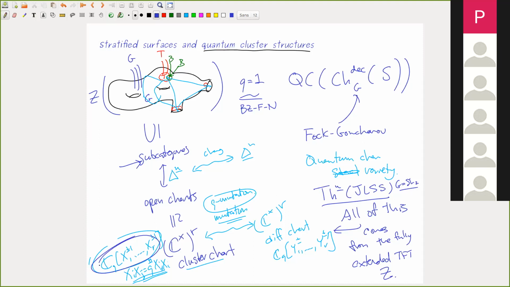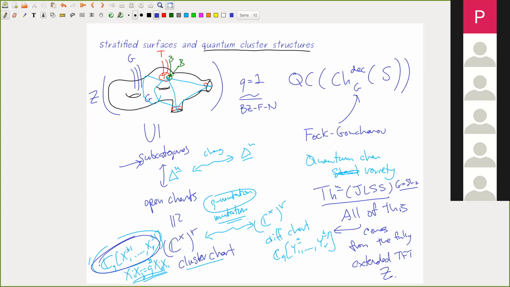So the upshot is that you have a way to understand the Fock-Goncharov construction not as a definition, but as the answer to a question, which is how do you compute this TFT? And I apologize, I'm already quite a bit over time. I'll stop there.